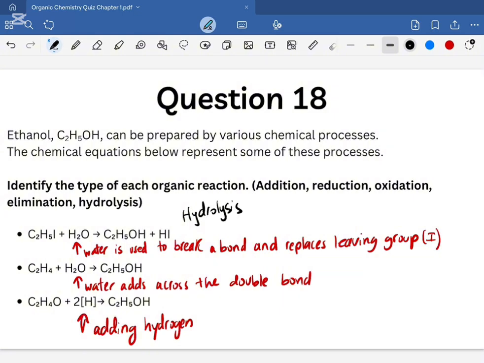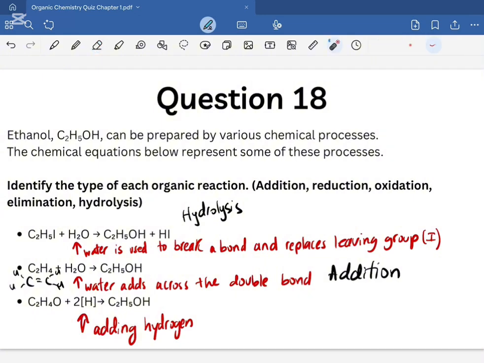Now for the second one, we have C2H4, and C2H4 is an alkene. It's reacting with water, and it's forming ethanol. So we're going from an alkene to an alcohol. Water is going to add across the double bond. And when water adds across the double bond, this is an addition reaction. And I just want to note that when we're going from ethanol to the alkene, the opposite way, this is an elimination reaction. And going from an alkene to form ethanol, we're adding water. So this is an addition reaction.